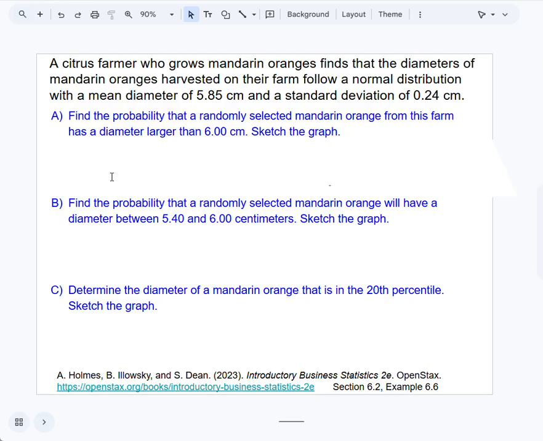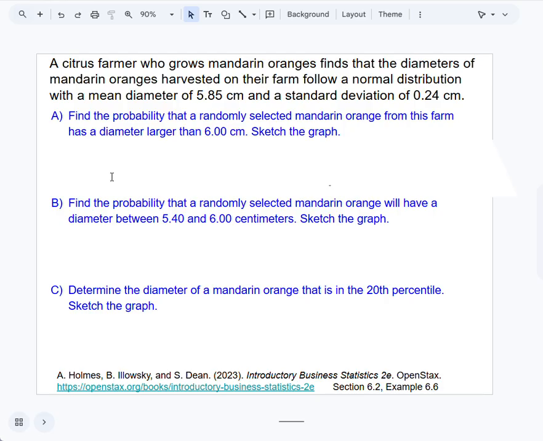Hopefully they did a sample. They didn't measure all of them, but when they looked at the data, they found that it followed a normal distribution, and that the mean diameter for the oranges was 5.85 centimeters, and there was a standard deviation of 0.24 centimeters. Now, it's good that the data followed a normal distribution because we wouldn't be able to use the normal distribution tool to solve if it didn't. But thankfully, we're told it follows a normal distribution, and so we can use the tool.